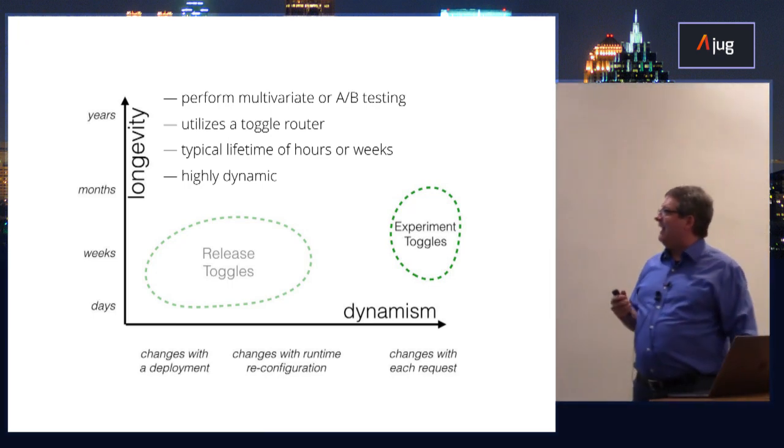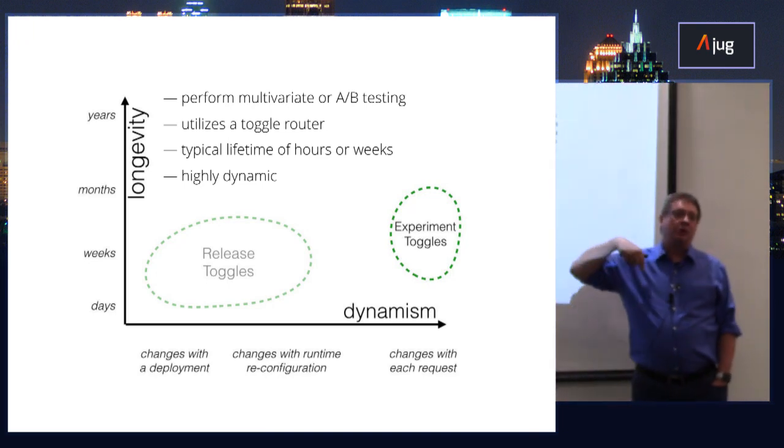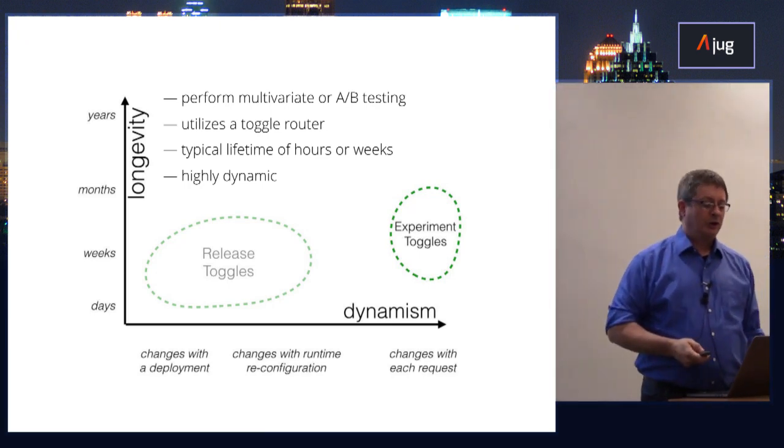And these are extremely dynamic. Notice these go all the way to the end of the dynamic scale over here, because a lot of these will look at the context of the request to decide should they get this particular feature toggled on or not.